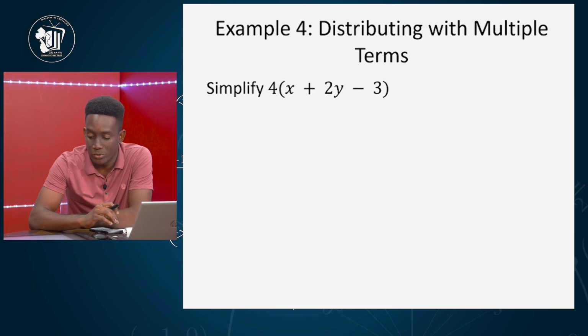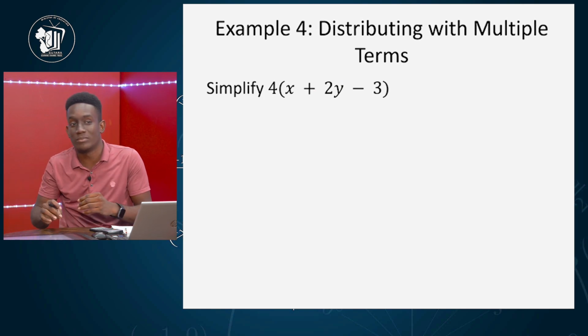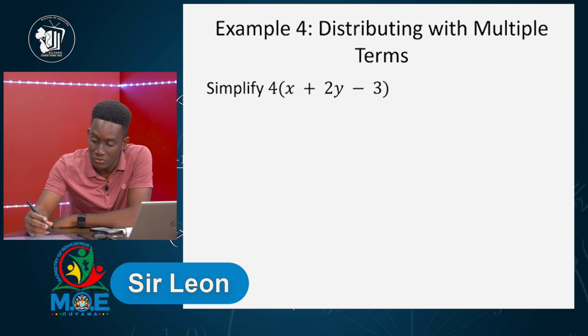And look at this one. It asks us to simplify this. Now we have 3 terms. Remember, the term outside the bracket has to multiply all the terms in the bracket. So we have 4 open bracket x plus 2y minus 3.